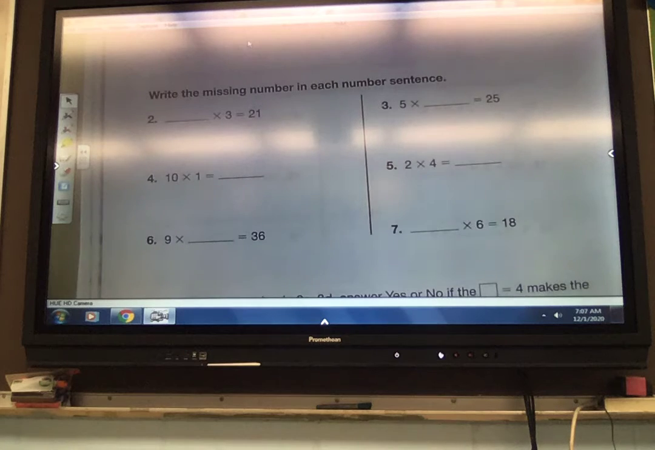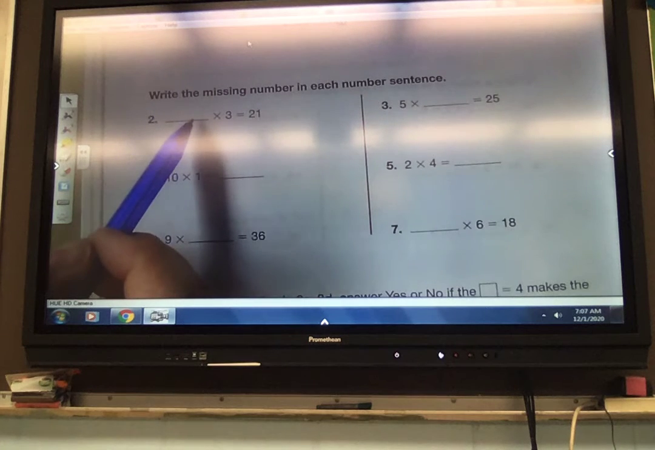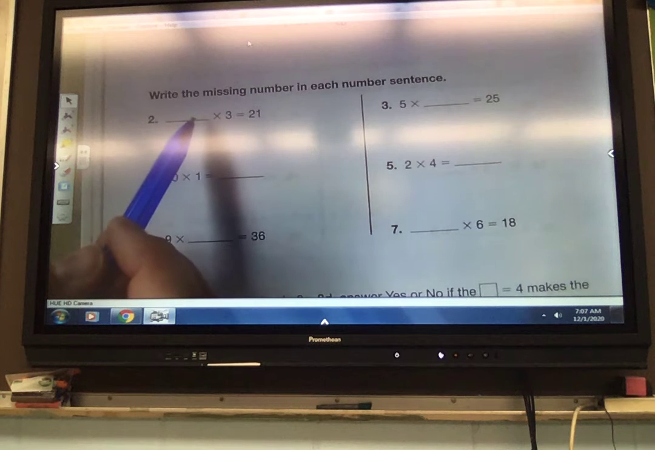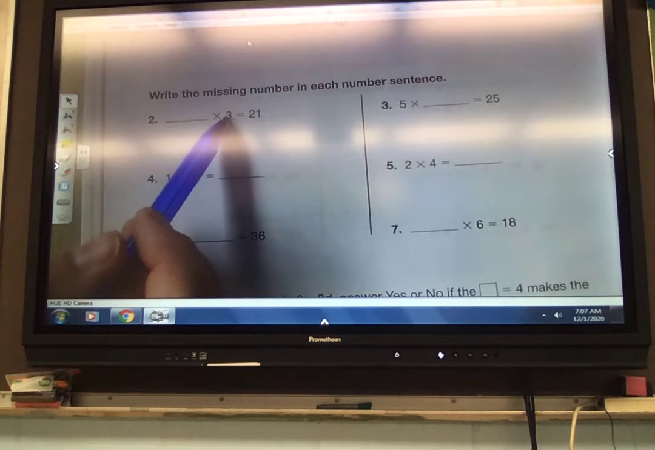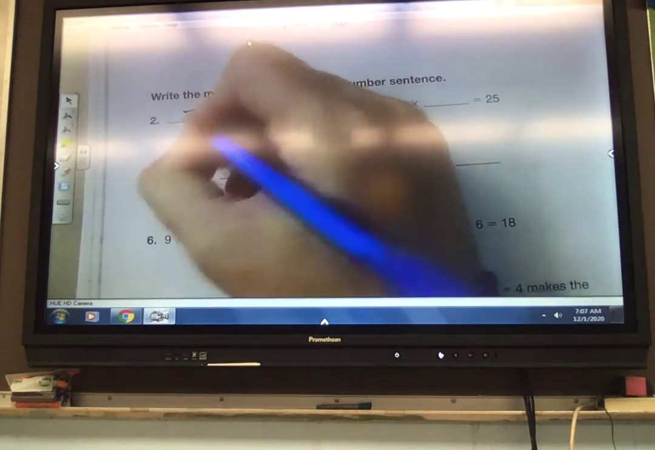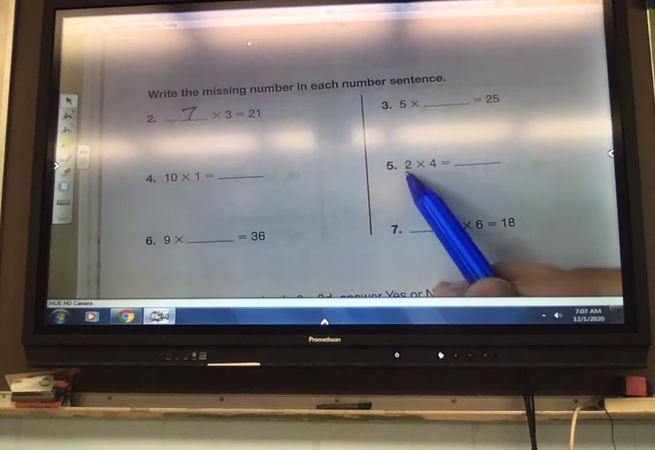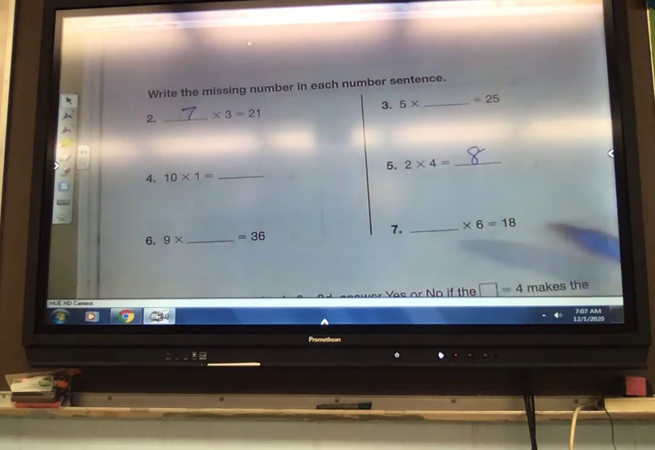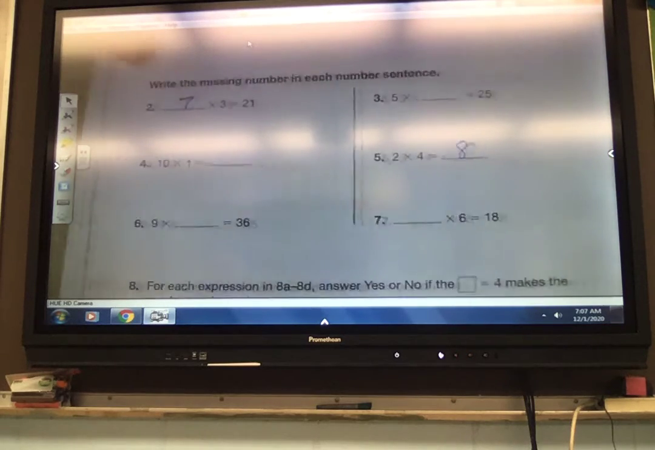Down here, you're just filling in the missing numbers. Sometimes you're going to have to do the opposite, like division here. You're going to ask yourself, what can I multiply by 3 to get 21? You're counting by 3's there. Hopefully you remember 7 3's is 21. On some of them, you're just multiplying. Count by 2's. 2 times 4 is 8. So I don't think you'll have trouble with that.